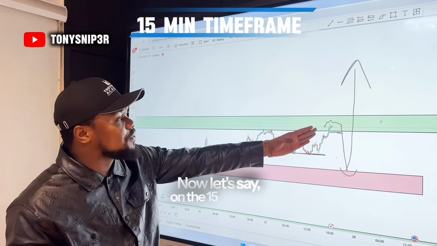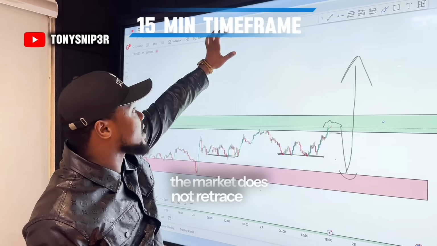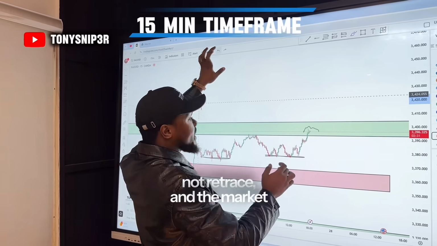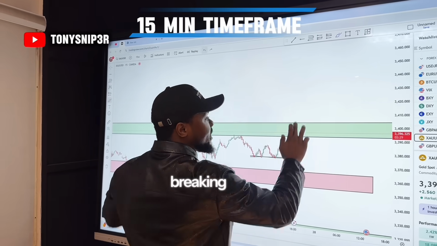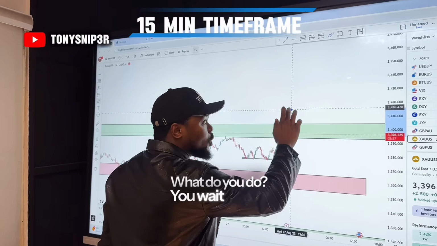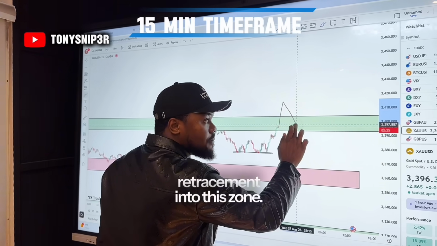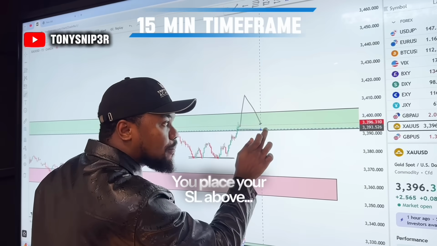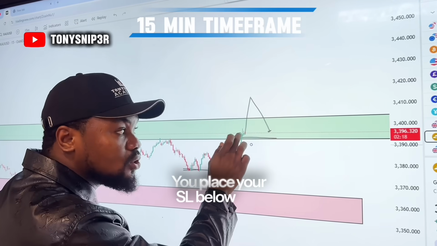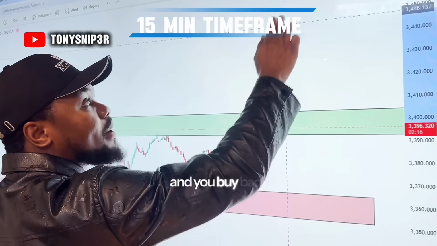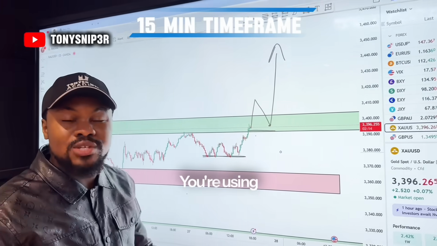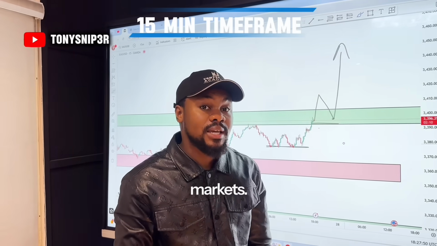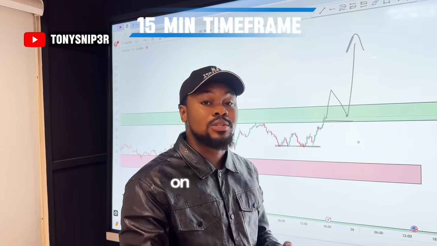Now, let's say on the 15 minutes, the market does not retrace like this. Right? The market does not retrace. Then the market ends up breaking above here. What do you do? You wait for the retracement into this zone. You place your SL below this consolidation here, then you buy back to the upside. You're using just 20 pip SL to target over 300 pips from the market. So this is how you trade gold on the smaller time frame.